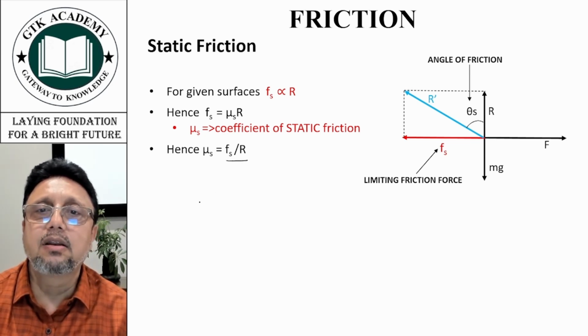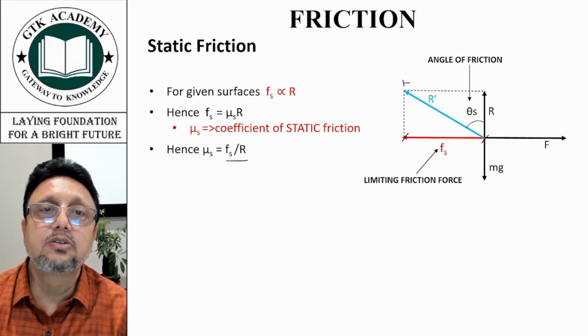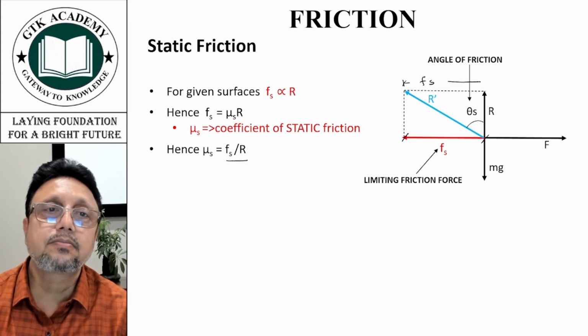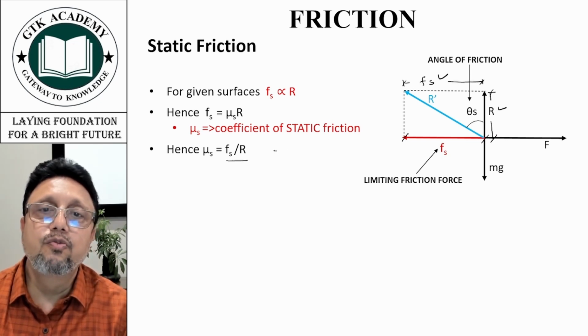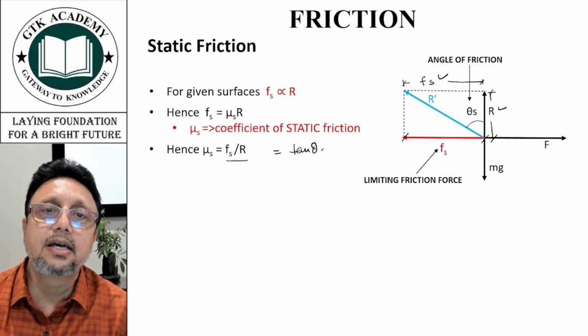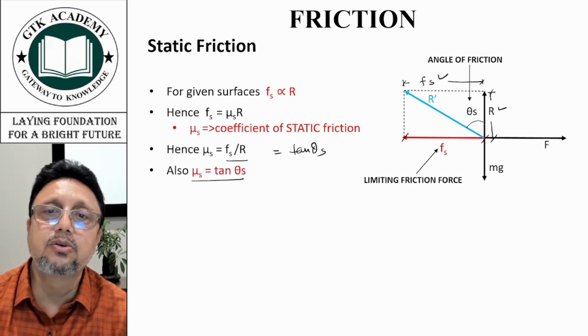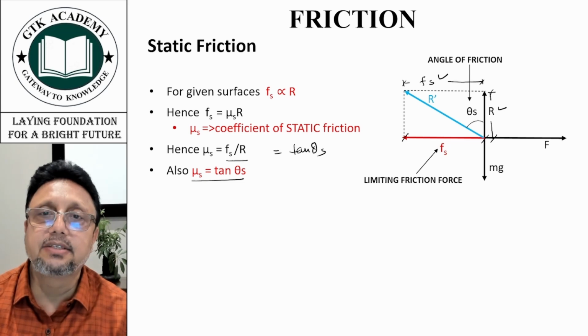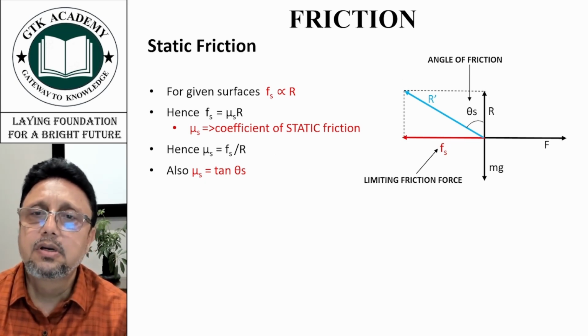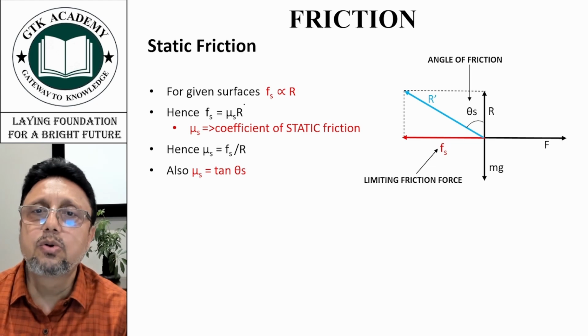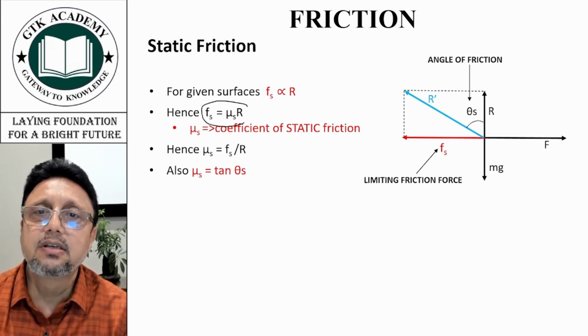Now, what is Fs upon R? Now, this side is your Fs. So, this side is also Fs. And this side is your R. So, Fs upon R will be equal to tan theta s. So, we can write mu s is equal to tan theta s. I hope you have understood this. So, we have a very important relation that Fs is equal to mu s into R.